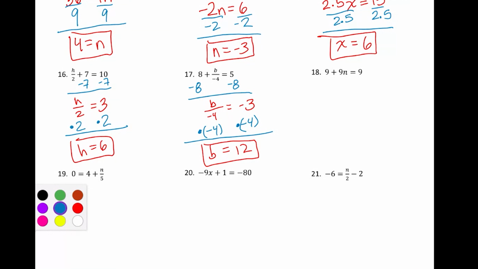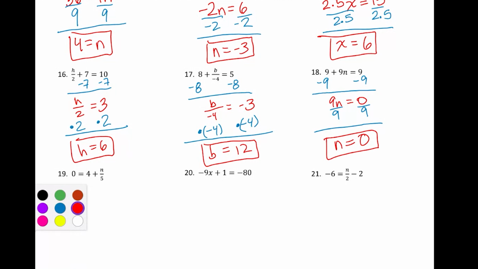Number 18, I'll start by subtracting 9 on both sides. Notice how I'm getting rid of the addition and subtraction. I'm getting rid of that constant before I get rid of the coefficient. The coefficient is the number that's in front of the variable, and the constant is the number that does not have the variable on it. So 9n equals, well, 9 minus 9 is just 0. And then if I divide both sides by 9, 0 divided by anything is 0. So, it doesn't hurt to put it in the calculator, but hopefully you can just get that one.